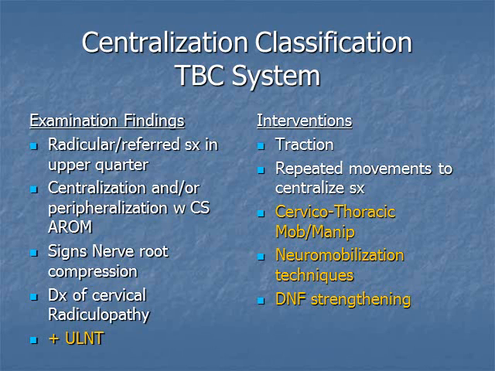Interventions recommended at that time were traction and repeated movements to centralize symptoms, again a la McKenzie. Additional things to consider would be, again, cervical or thoracic mobilization and manipulation, neuromobilization techniques, and particularly incorporating deep neck flexor strengthening.